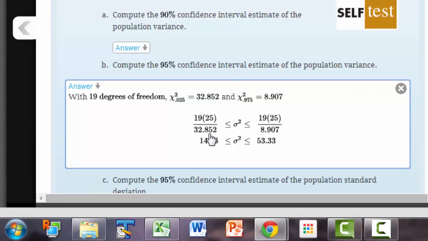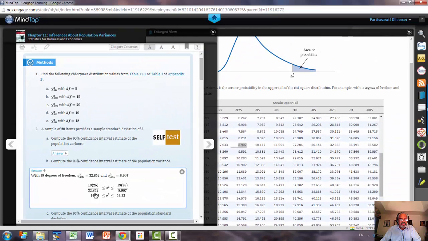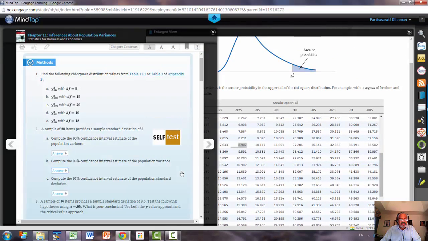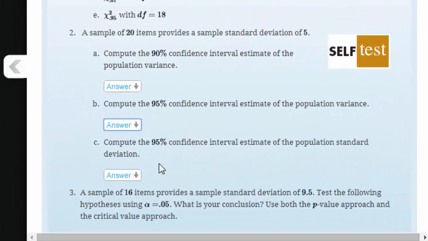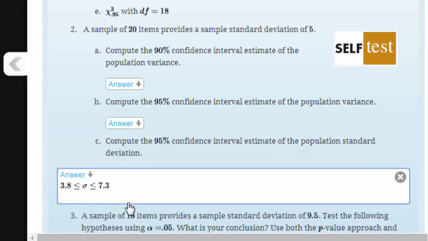So 8.907, 32.852, n minus 1 times s squared, 5 squared. Now this is the confidence interval for variance. If you want the confidence interval for the standard deviation, all you have to do is simply take a square root on both sides and you get this answer.